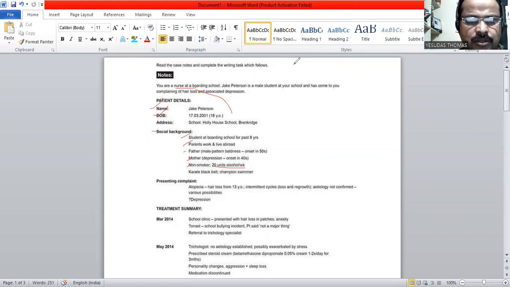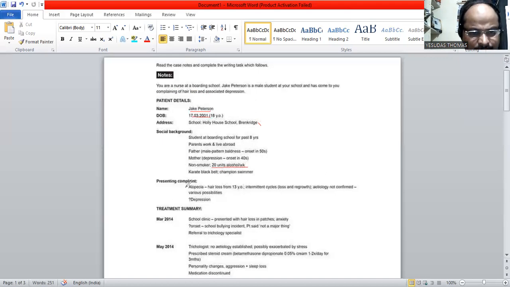This is the only data I need to underline, because it's relevant. Karate black belt, champion swimmer, we don't need that. So the only things from the social background which I have selected are the alcohol intake, and the name and date of birth, which is optional. If you want, you can take that. So up to this point, we have finished.